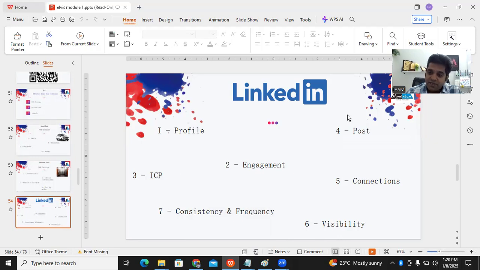The third is ICP. The fourth is your post, keep posting, add value. The fifth is connections. Connect with people who are really meaningful to you. Sixth is visibility. Make sure you have the right visibility in the settings. The seventh is consistency and frequency. Be consistent in your posting. Communicate every day, because this is one platform where you can practice your communication. You can practice meaningful communication on a platform like LinkedIn.